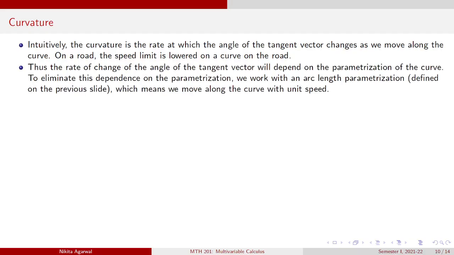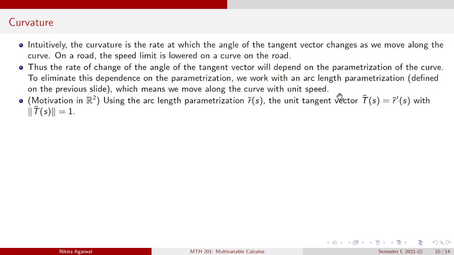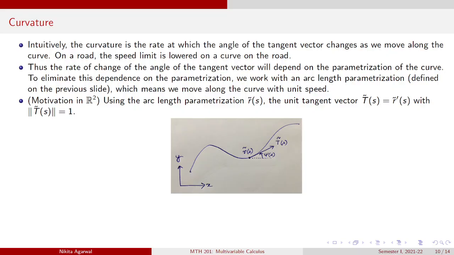Thus, the rate of change of the angle of the tangent vector will depend on the parametrization of the curve. To eliminate this dependence on the parametrization, we work with the arc length parametrization, which we defined just now, which means that we move along the curve with unit speed. So let us see what I mean by this. I'm going to motivate you with what happens in R2.